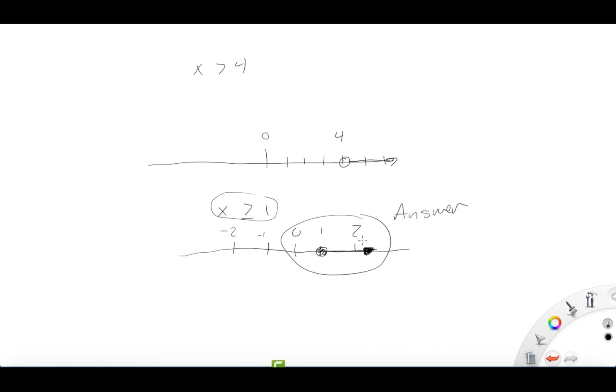All we're doing is graphing the inequality. Really, really simple lesson today, okay? All right, if you have any questions, let me know.